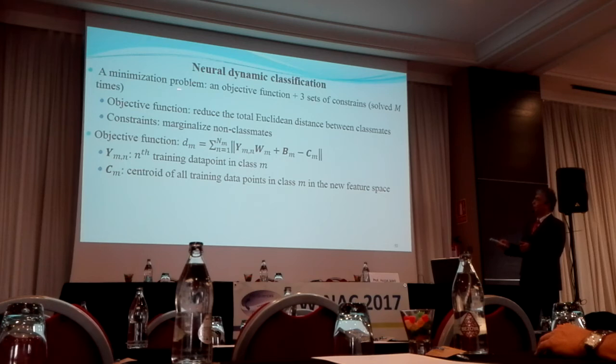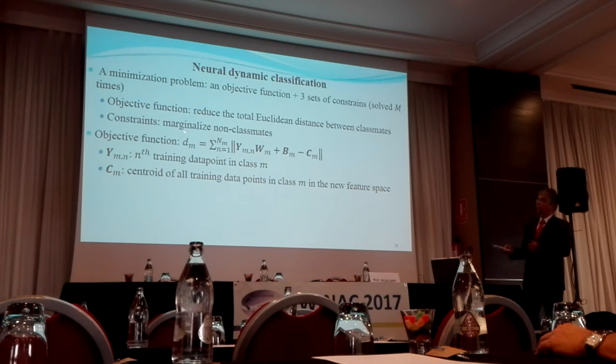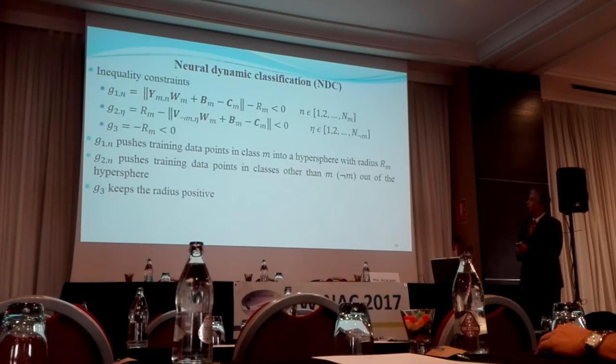So here it is defined: a minimization problem, an objective function plus two sets of constraints. The objective function reduces the total Euclidean distance between classmates, and the constraint marginalizes non-classmates. That's the way we define it. And here is some math for this, the inequality constraints.